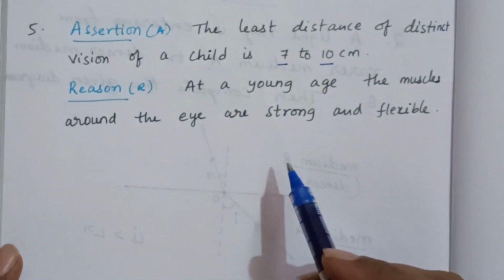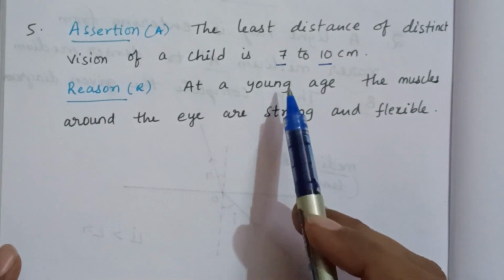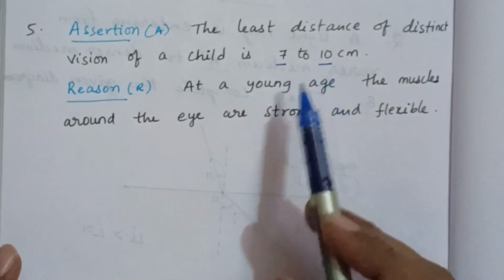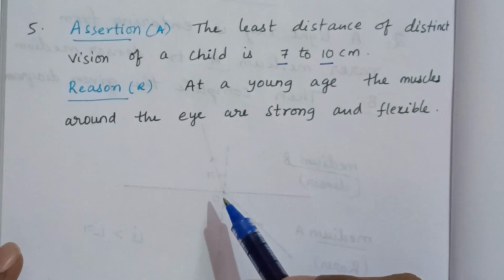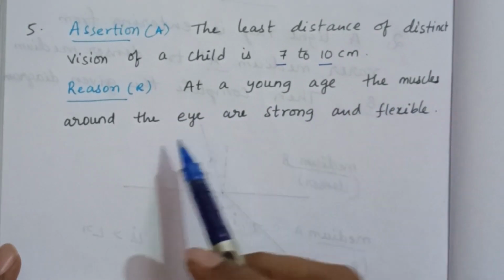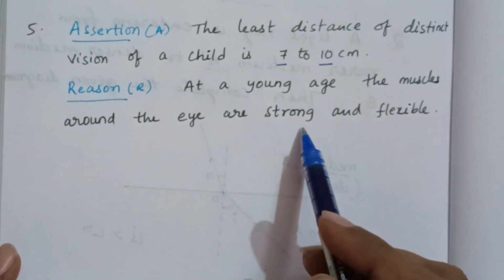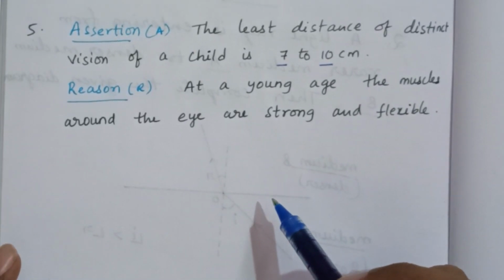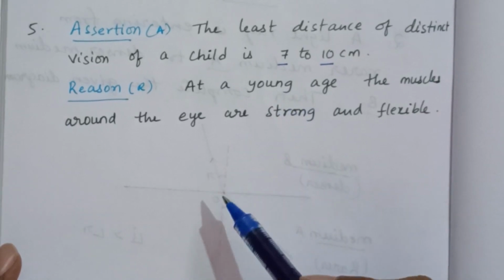Least distance of distinct vision of a child is 7 centimeters to 10 centimeters. Yes, it is correct. Now we'll see the reason. At a young age, the muscles around the eye are strong and flexible. Yes, this is the correct explanation of the assertion.